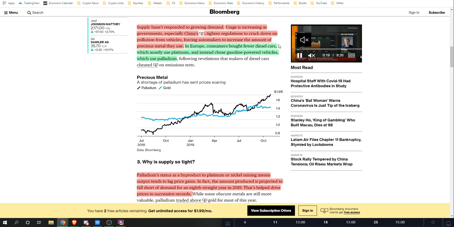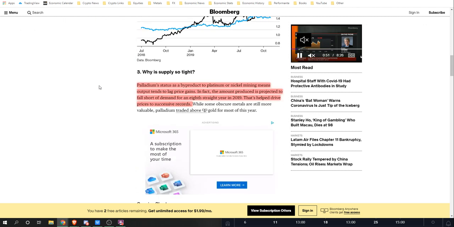In Europe, consumers bought fewer diesel cars, which mostly use platinum, and instead chose gasoline-powered vehicles, which use palladium. So question for you, wherever you are living, what do you see more often? Do you see diesel or do you see gas-powered vehicles? I personally rarely see any diesel vehicles other than big trucks and some Volkswagens. I mainly only see gas-powered vehicles or hear them, because obviously diesels are a lot louder. And in Canada, you don't see that many diesels compared to gas-powered vehicles, which is more bullish for palladium and less bullish for platinum.